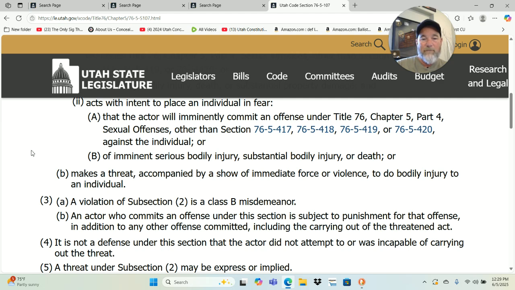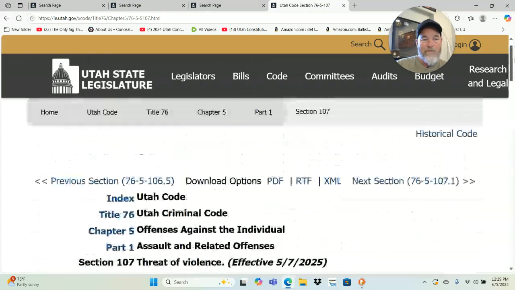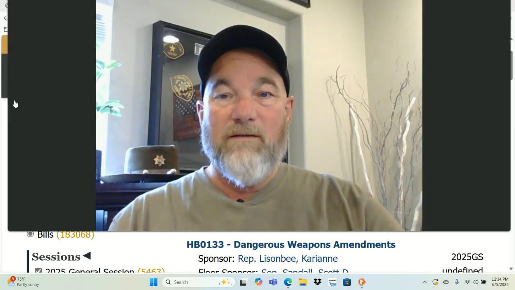Threat of violence would be a Class B misdemeanor. It's not a defense under this section that the actor did not intend to carry out the threat just because they made that threat, and if they can show intention that they were trying to cause you to be in fear of that being committed, that would be a threat of violence.